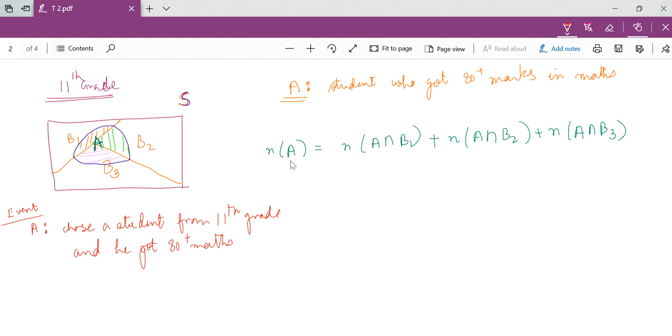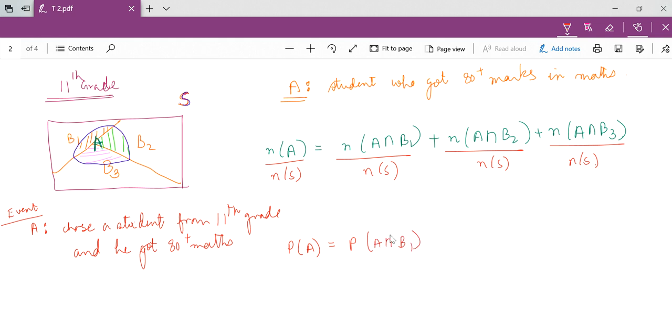Now I am asking you, what is the probability of A? What are you going to do? You are going to just divide by the number of total students, right? That is your probability, favorable upon total number of students. Now what is this? That is the probability of A, right? The probability that I pick a student and he got 80 plus marks, that is the probability of A, which is equal to the probability of A intersection B1.